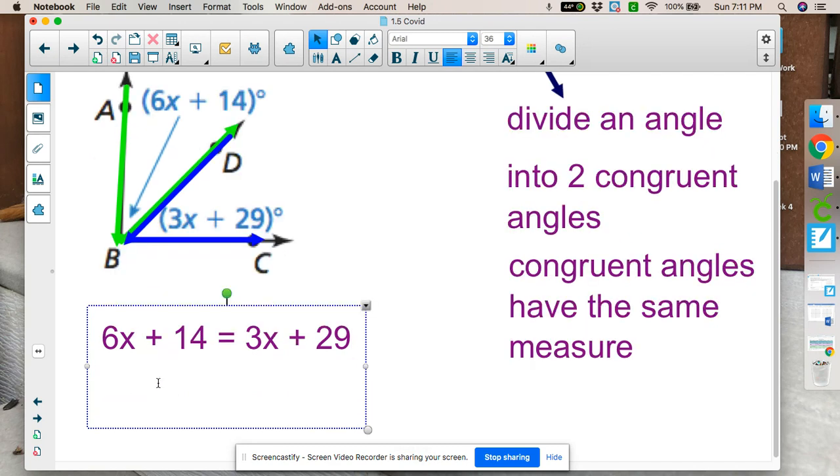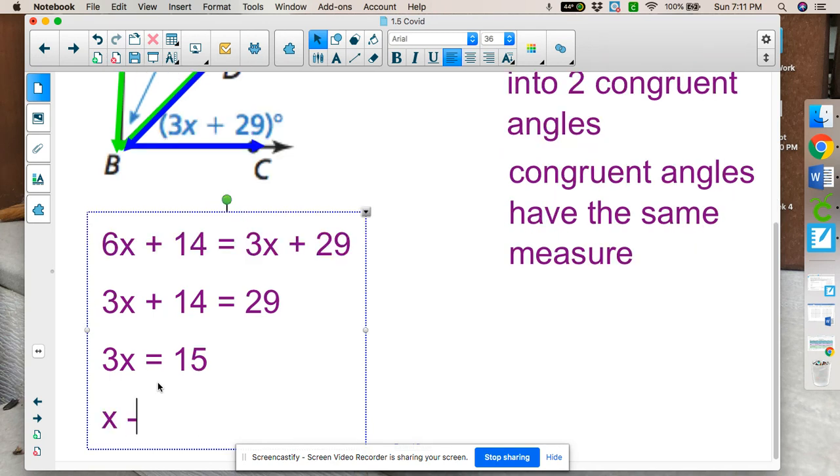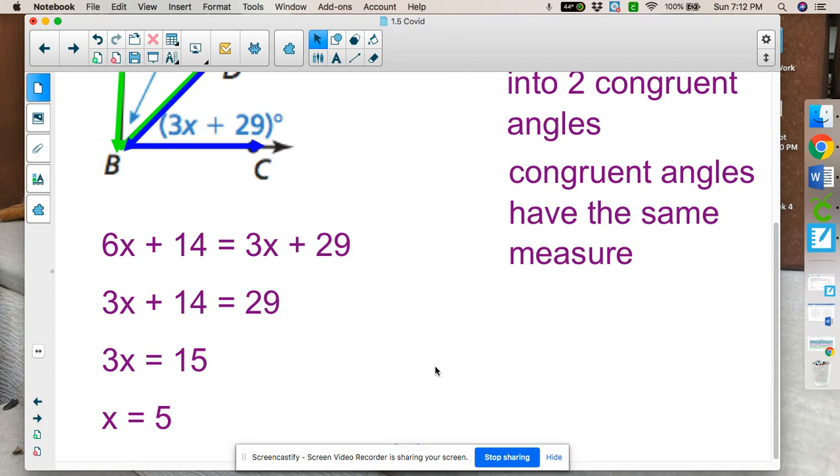So I would subtract 3x from both sides and get 3x plus 14 equals 29. I can subtract 14 from both sides and get 3x equals 15. So we're actually getting x equals 5 again. And again, pause the video if I'm going too fast. This is just all algebra now. This is the geometry part. This is the algebra part.